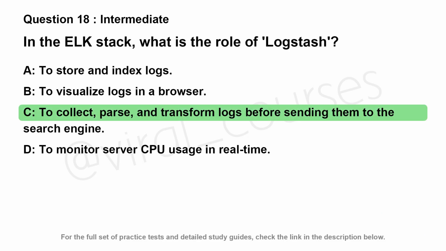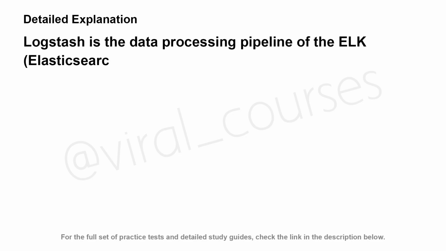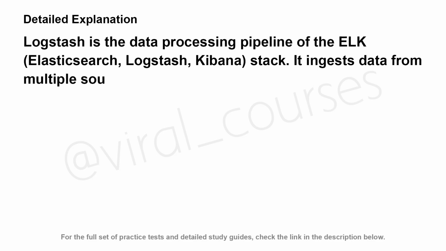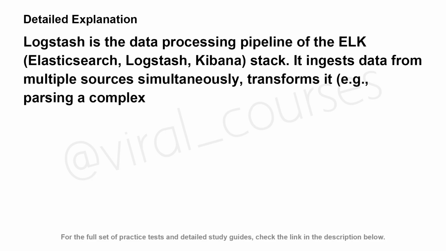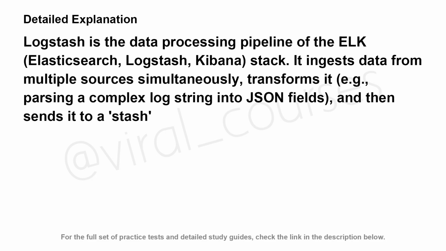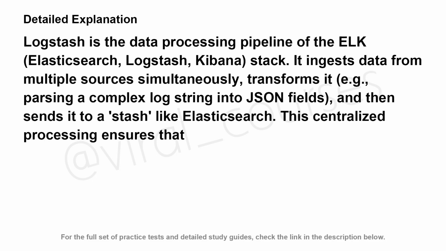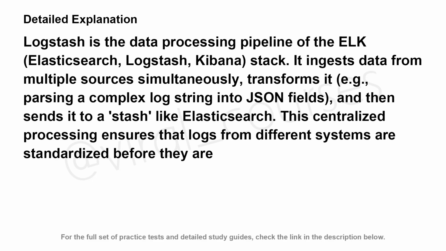The correct answer is C. Logstash is the data processing pipeline of the ELK (Elasticsearch, Logstash, Kibana) stack. It ingests data from multiple sources simultaneously, transforms it, e.g., parsing a complex log string into JSON fields, and then sends it to a stash like Elasticsearch. This centralized processing ensures that logs from different systems are standardized before they are indexed for searching.